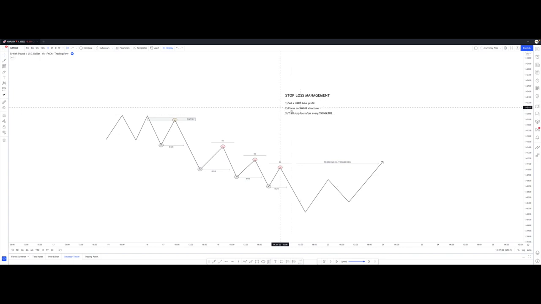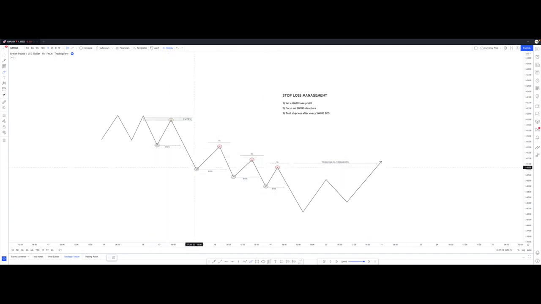Now, number 2 is focus on swing structure, okay? So what do I mean by that? Well, as you can see in the diagram in front of me, we have clear market structure in bearish order flow, right? Multiple breaks of structure to the downside. We have solidified lows, solidified highs, solidified lows, solidified highs, etc., etc. So focusing on the swing structure is the only way that we can actually trail our stop loss, because within all of these moves, we have a bunch of substructure, right?